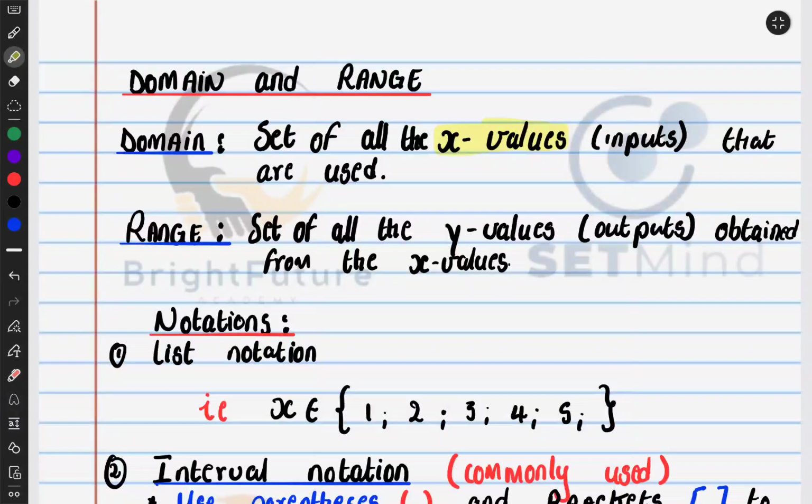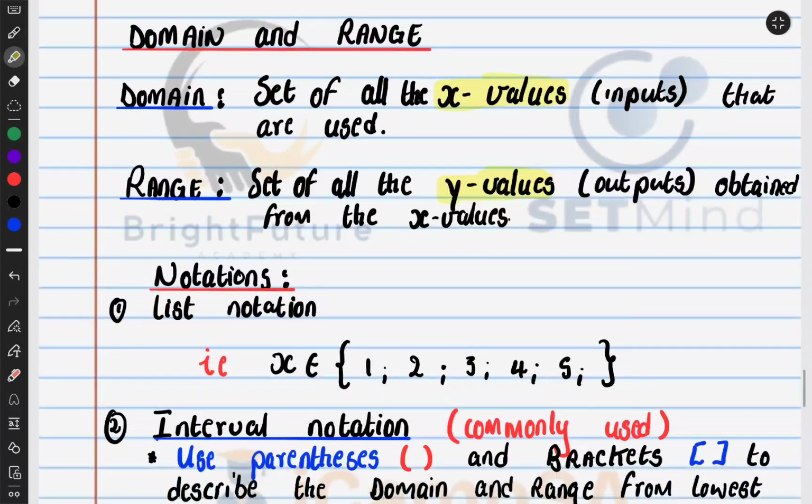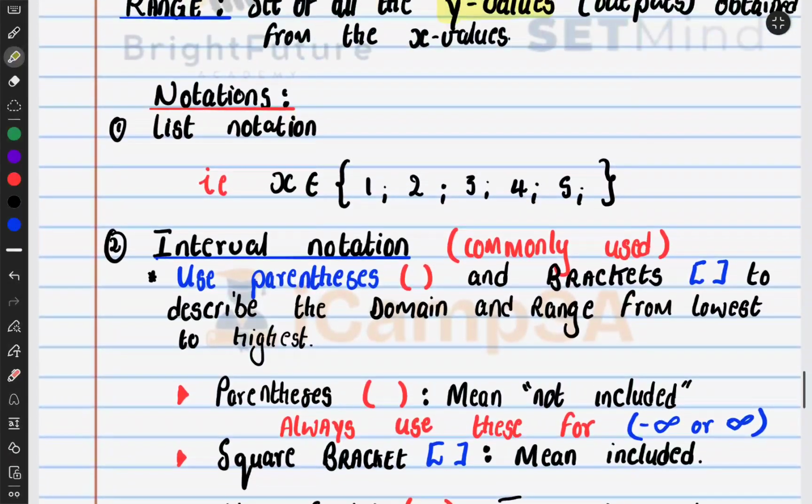The range is the set of all the y values, the outputs that are obtained from the x values. So the range simply looks at all the y values for which our function exists. Okay, so that is the range. And then we have different notations that we use in order to represent the domain and range of a function.